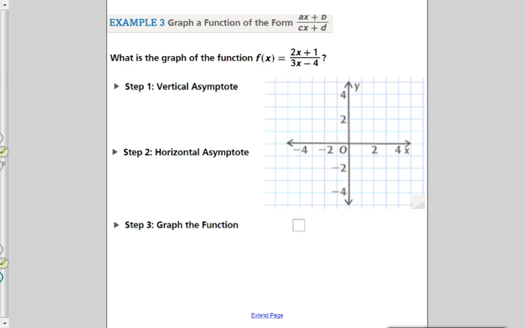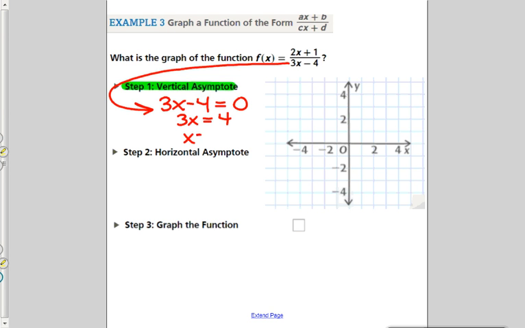Next, we're going to move to example 3, part 1 only, step 1 only, the vertical asymptote. So we're going to take the denominator. Remember, the vertical asymptote is all about where the denominator, 3x minus 4, could potentially equal 0. In a problem like this, where you don't have an x squared, you're going to solve by adding 4 to both sides and then dividing by 3, showing us that the vertical asymptote would be at 4/3, which is approximately 1.33.